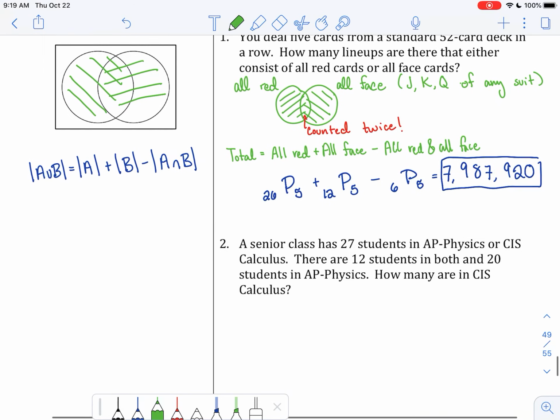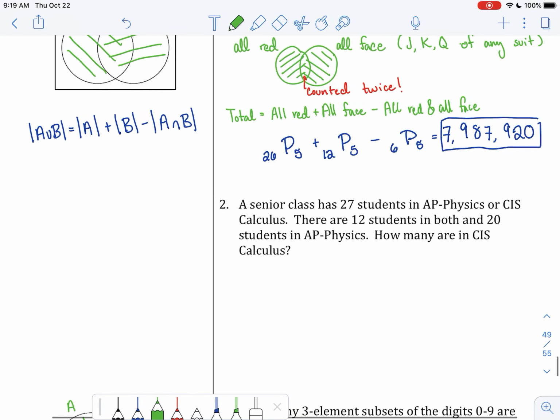So if I'm looking at a second example, a senior class has 27 students in AP Physics or CIS Calculus. There are 12 students in both and 20 in AP Physics. How many are there in CIS Calculus? Well, I'm just going to start by saying, let's call the set A students in physics, and we'll call set B these are the students in calculus.